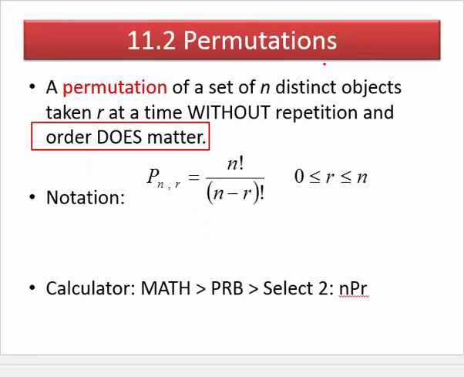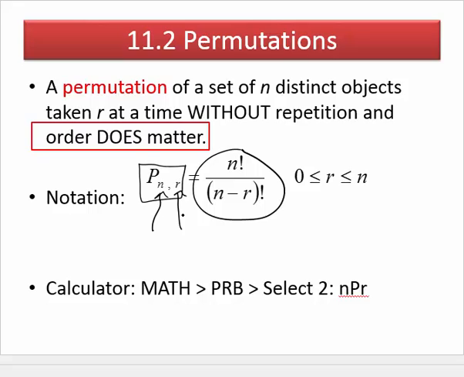Okay, there's a formula you use for permutations, and that formula is right here. N factorial over n minus r factorial is the formula you use when you figure out that order matters. So you're going to use permutations. So a permutation of a set of n distinct objects taking r at a time, and we'll talk about that n and that r in a second.